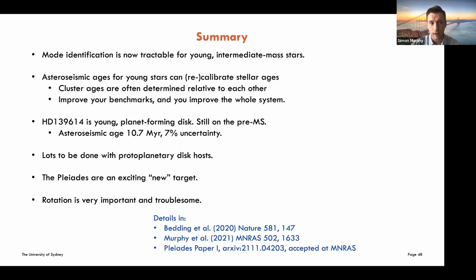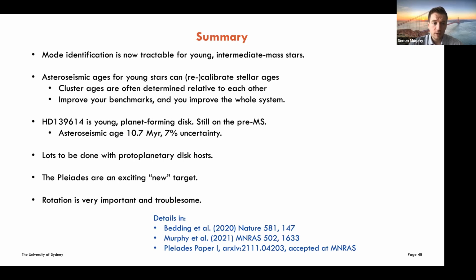Okay, so here's my summary. Mode identification is now tractable for young intermediate mass stars. Asteroseismic ages for young stars can recalibrate stellar ages. So given that cluster ages are usually determined relative to each other, this means we can improve the entire system for stellar ages if we can improve our benchmarks. I talked a lot about HD 139614. This is a young star with a planet-forming disk. It's still on the pre-main sequence, and we get an age with only 7% uncertainty, which is really good.